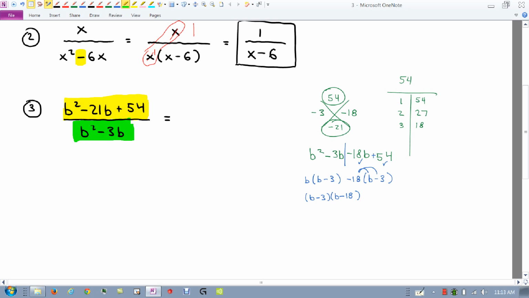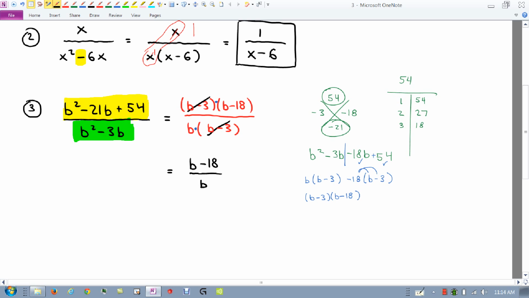I have two terms, and I have a GCF of b, so I can just pull a b out. So my top is going to become, we said, b minus 3 times b minus 18. And the denominator, I pull a b out, GCF, I get b minus 3 here. Now that I have multiplication right there and right here, I can start canceling things if they match up, which they do. I get my b minus 3's to cancel, which leaves me with b minus 18 on top, and on the bottom b.